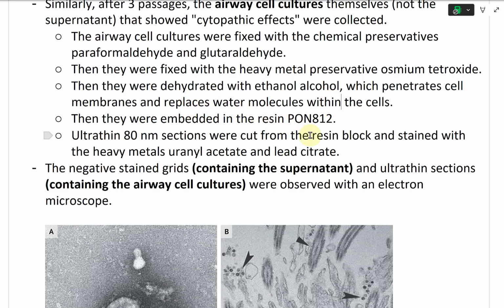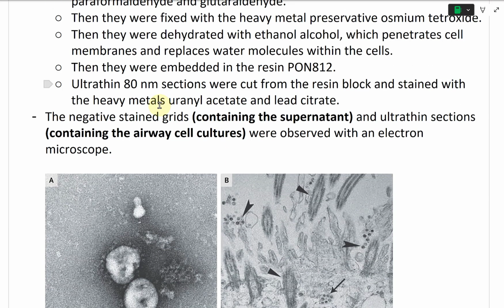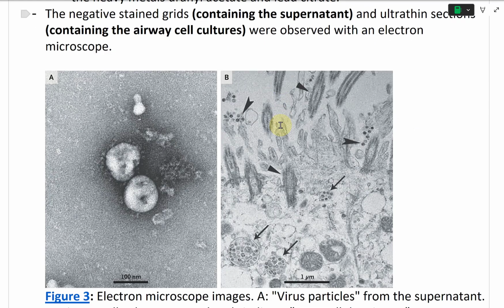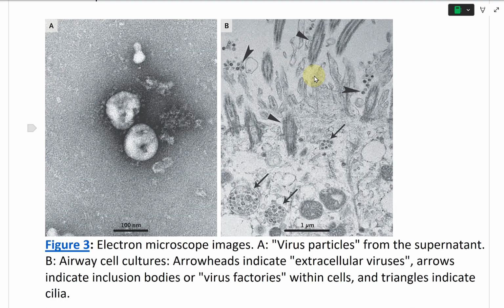Then they were embedded in the resin PON8112, and then ultra thin 80 nanometer sections were cut from the resin block and stained with the heavy metals uranyl acetate and lead citrate. The negative stain grids containing the supernatant and ultra-thin sections containing the airway cell cultures were observed with an electron microscope. Alright, so you got the supernatant and you got these ultra-thin sections here, the airway epithelial cells that were supposedly infected. And again, remember, these airway cells are from the cancer patients.